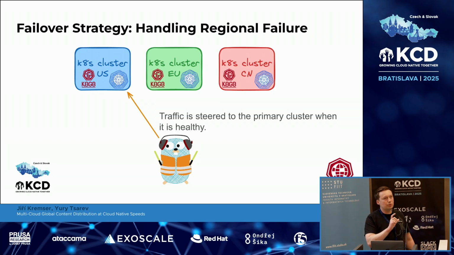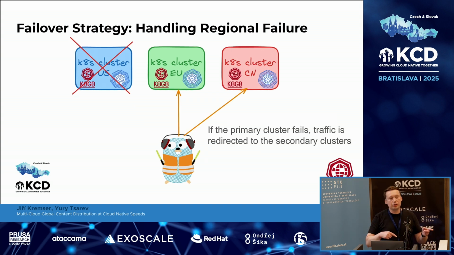By default, if you remember this primary geotag, we pin the US as the primary cluster, and while the cluster is healthy, traffic is going to be steered to this healthy cluster, nothing special. When the application in this cluster becomes unhealthy or the whole cluster dies, it doesn't matter, then traffic is going to be redirected and steered to the healthy secondary locations. And our end users will not notice any downtime.